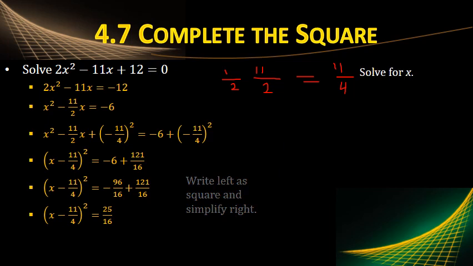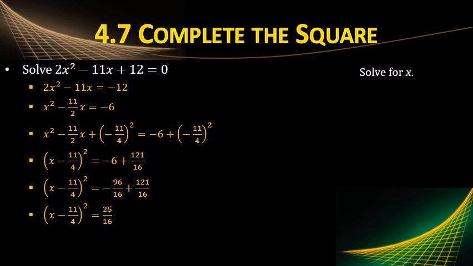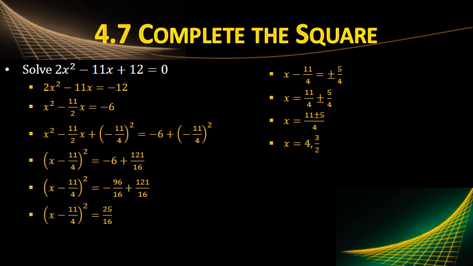Now we can take a square root. So square root both sides. Don't forget the plus and minus. Then add the 11 over 4. So now 11 fourths plus 5 fourths would be 16 fourths, which is 4. And 11 minus 5 is 6 over 4, which reduces to 3 over 2. So our answers are 4 and 3 over 2.